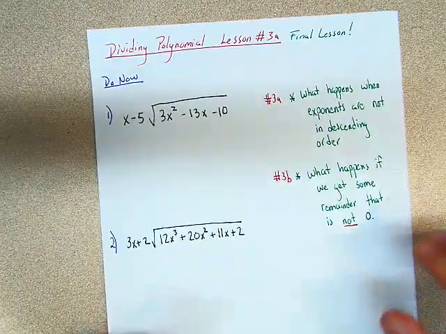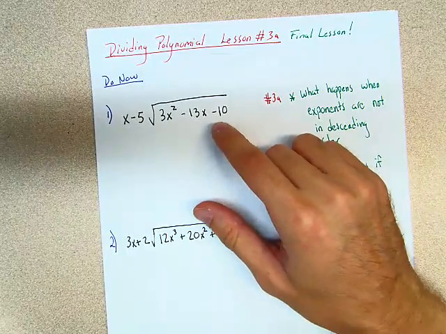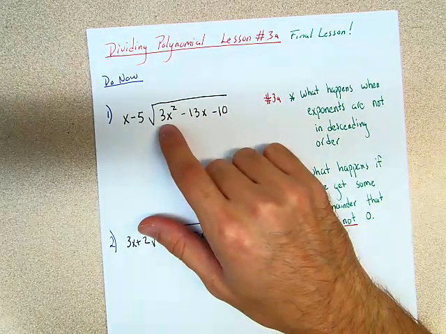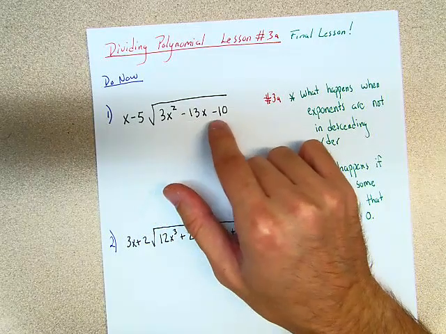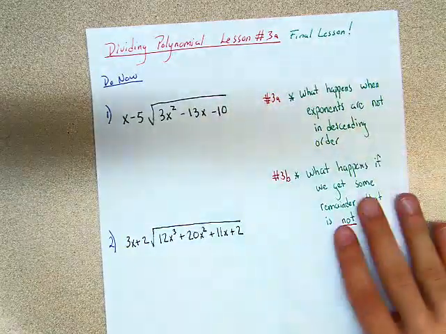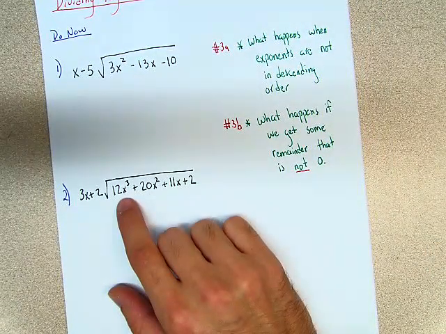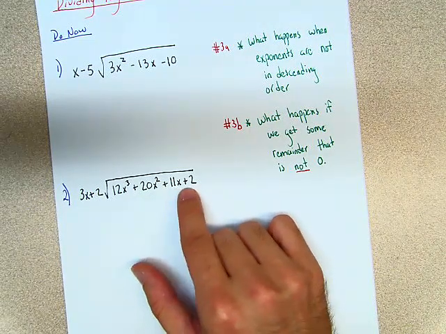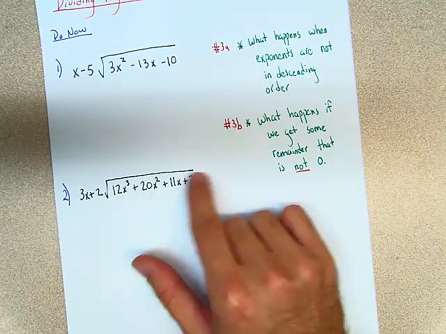So just to warm up, what I'd like you to do for the do now is evaluate this division of polynomials. If you have 3x squared minus 13x minus 10, all divided by x minus 5. And the next question is, what is 12x cubed plus 20x squared plus 11x plus 2, all divided by 3x plus 2?